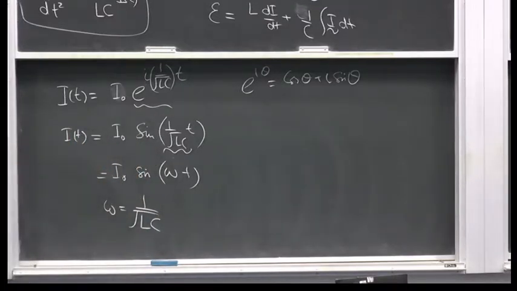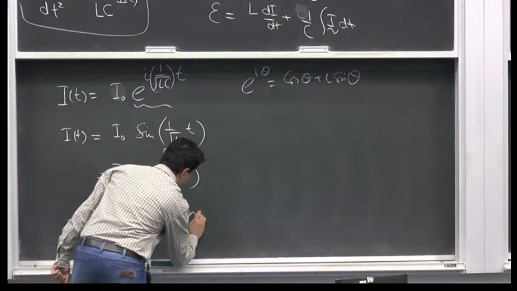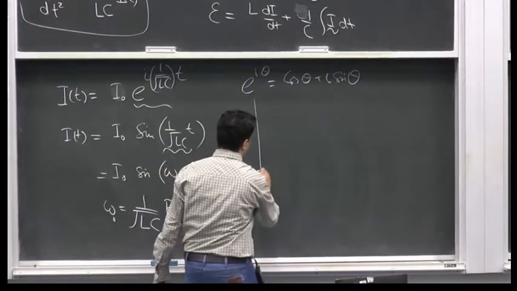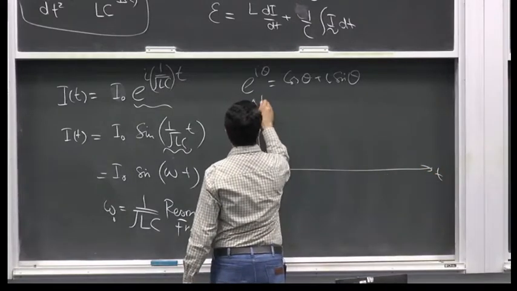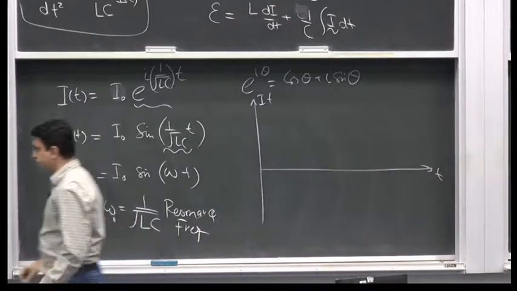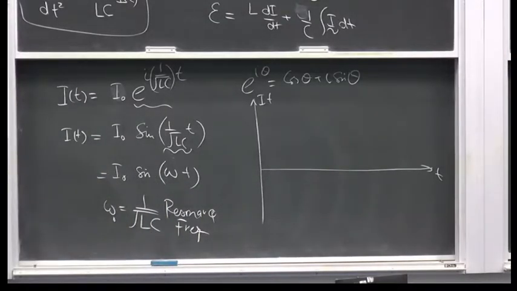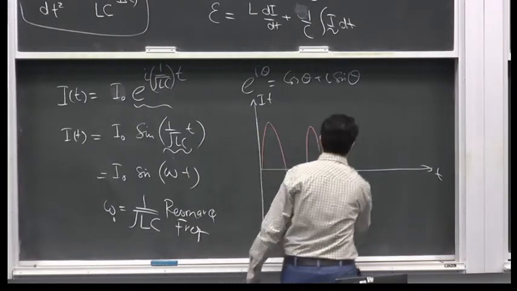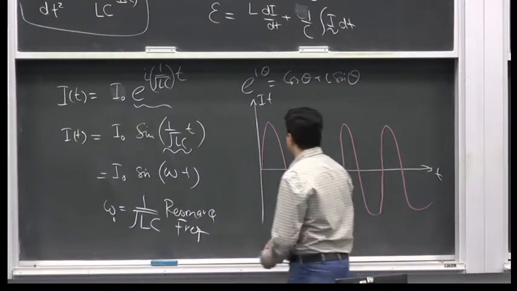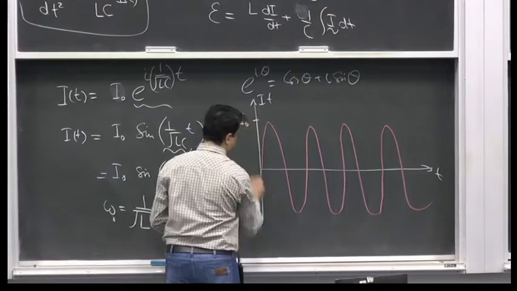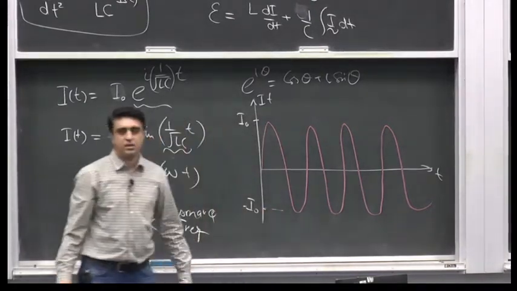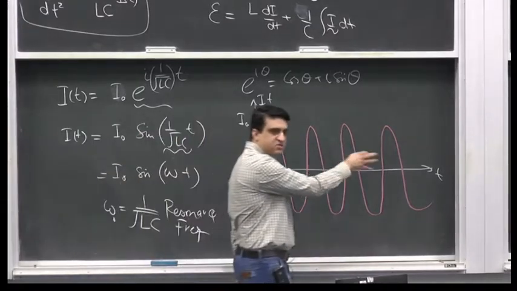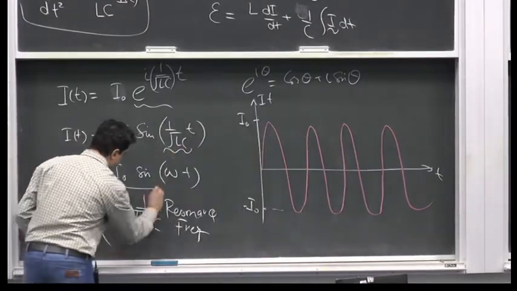This is something which is called the resonant frequency of the circuit. It means that if you draw current as a function of time, what you should get is a fully sinusoidal solution. This would be the form of the solution. It's an oscillating circuit which oscillates at a certain frequency, and that frequency is given by that expression.